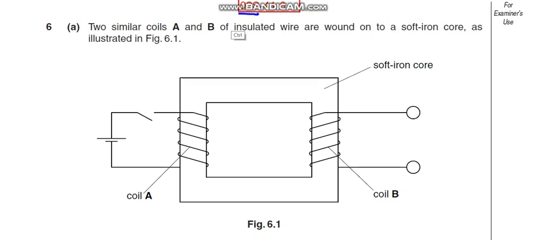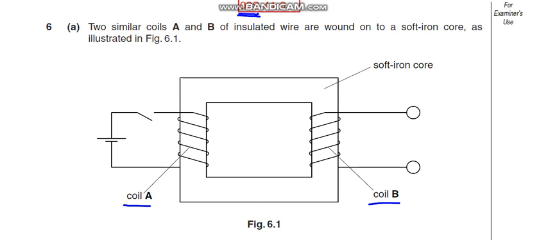This question is taken from summer 2002. It states that two similar coils A and B of insulated wire are wound onto a soft iron core as illustrated in the figure. So we can see here this is a primary coil A and the secondary coil B, which is connected to a source of voltage.